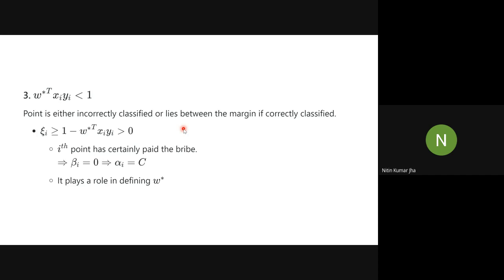One thing is that there may be some outliers on the wrong side of the distribution of classes, but there are some points in the data set which actually have large margins. Just because of some points, these margins become very small. So soft margin SVM takes care of those conditions as well. That makes sure that the supporting planes move away, and those points again pay some bribe.